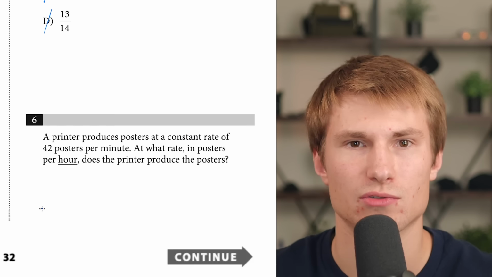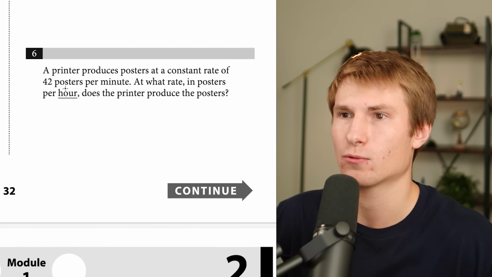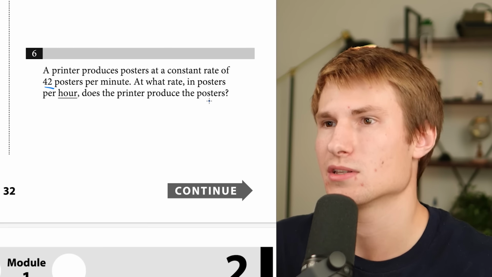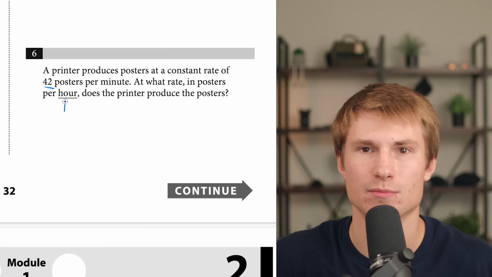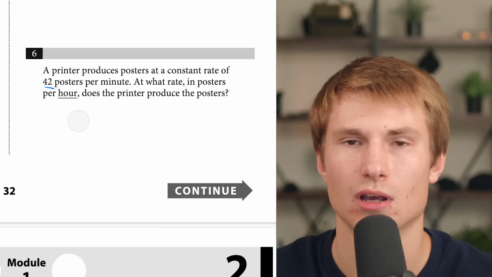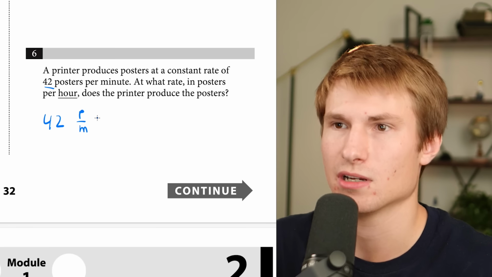Let's go ahead and move on to question 6. We've got a printer that produces posters at a constant rate of 42 posters per minute. At what rate in posters per hour does the printer produce the posters? On the SAT math section, always pay attention to anything that is underlined. In this case, we have a unit conversion. So we are converting our 42 posters per minute, which I'm going to represent as P over M. Those aren't variables. Those are just representative of our units.